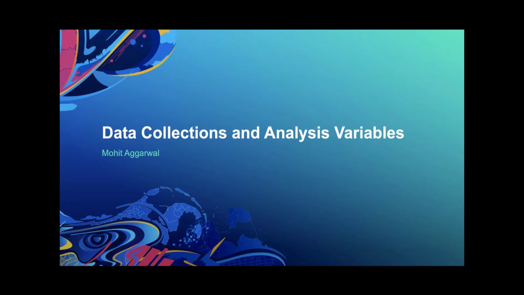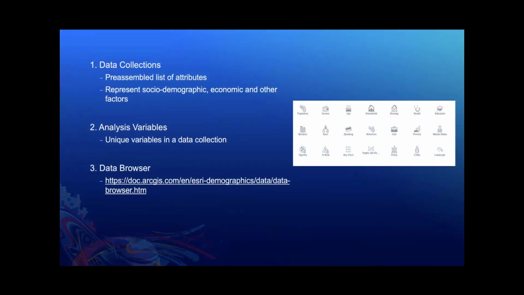Thank you, Andrew. So let's talk about data collections and analysis variables, see what they are. Data collections are a pre-assembled list of attributes that represent various factors, such as various socio-demographic and economic factors, such as age, population, income, race, healthcare, etc. The analysis variables are the unique variables that form a data collection. So for example, if you're looking at the population data collection, you may see various variables such as total population from the age of 0 to 10, 10 to 20, and so on.